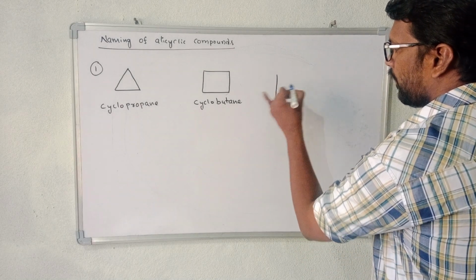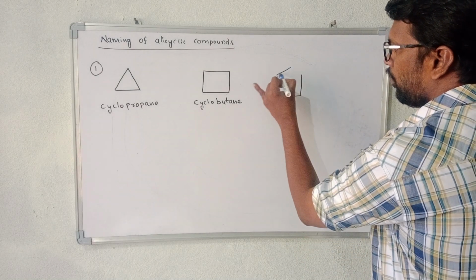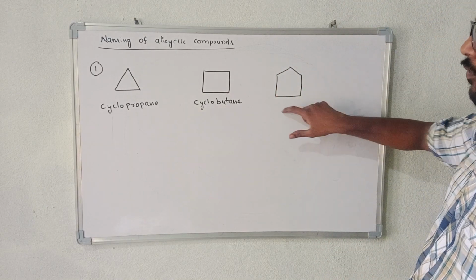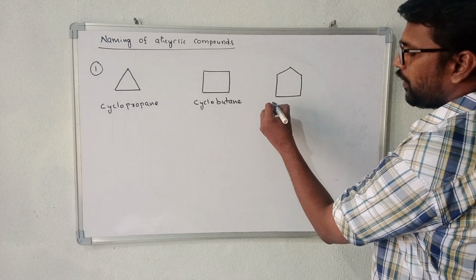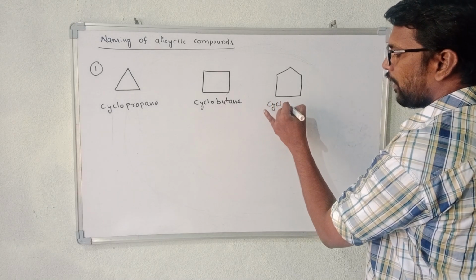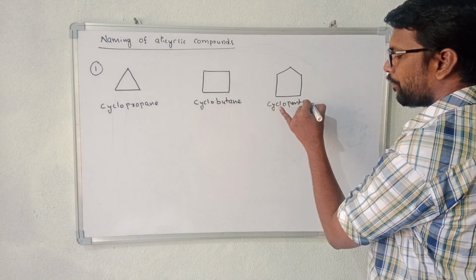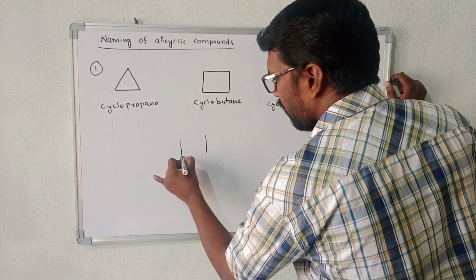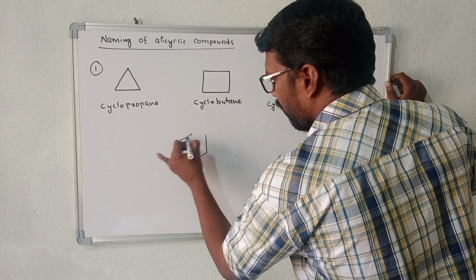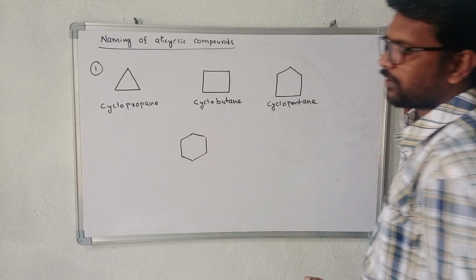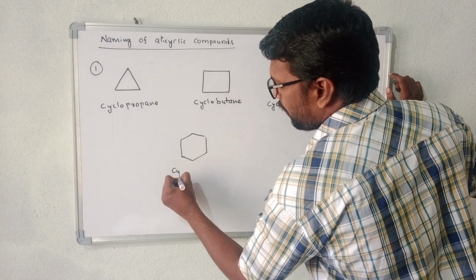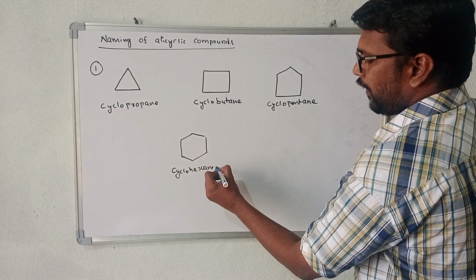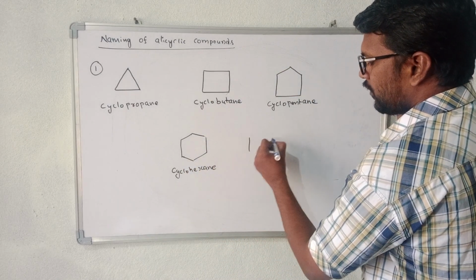We take another example. Here a total of 5 carbons are present, 1, 2, 3, 4, 5. 5 carbons means its name can be written as cyclopentane. Now we take another example. Here 6 carbons are present. So 6 carbons means we write cyclohexane. Cyclohexane it is. And next one.